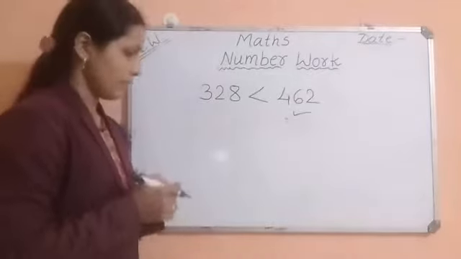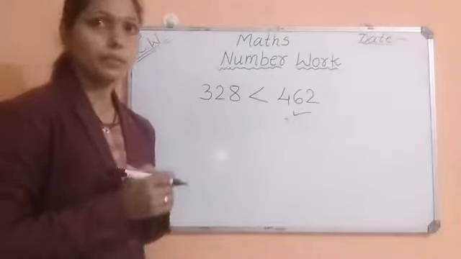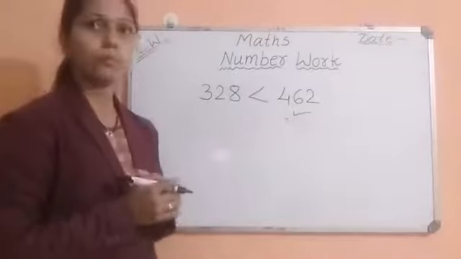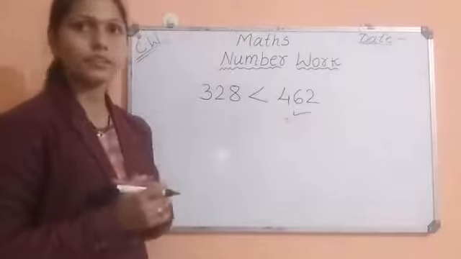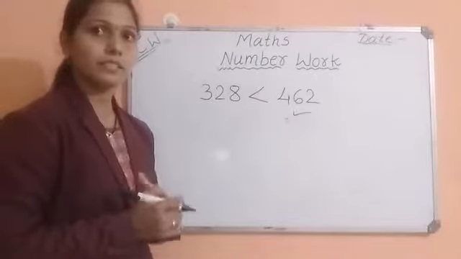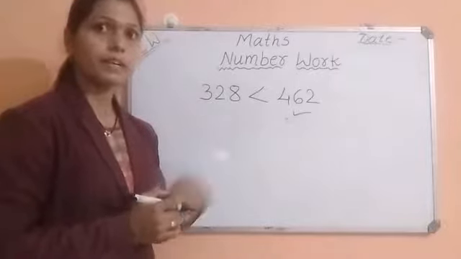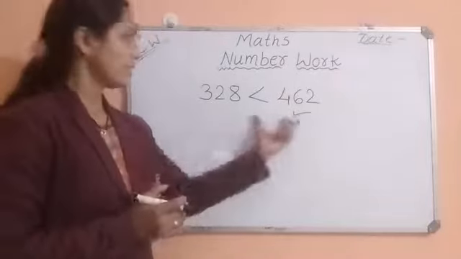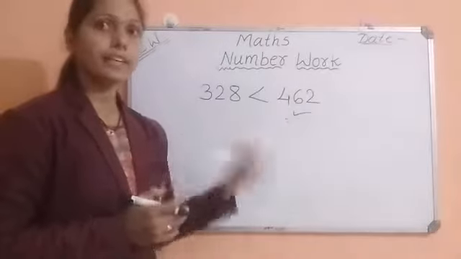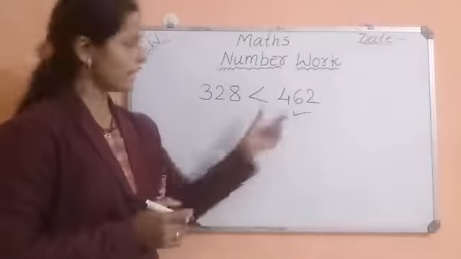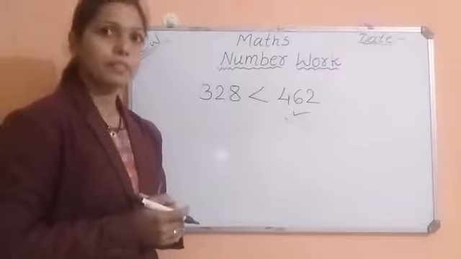Okay, here, see, when we have to compare the numbers, what do we have to do? We have to compare the given digits. Okay, compare the given digits. Here, the number which has more hundreds, means greater hundreds. In this, 462 has greater hundreds. That's why this number is the bigger number.